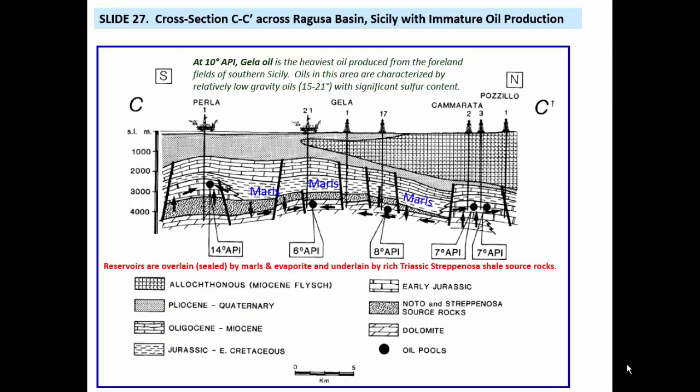Your main source rocks are here, which is the Noto and Streppenosa shales down through here. That's what your main source rock is. There's your main oil reservoirs there and there, and they're sealed by these marls. Marls tend to be ductile and become very good seals. However, almost all of these are very low API gravity: 14 API, 6 API, 8, 7, 7. You don't explore for stuff like that. It's good for asphalt, not much more.